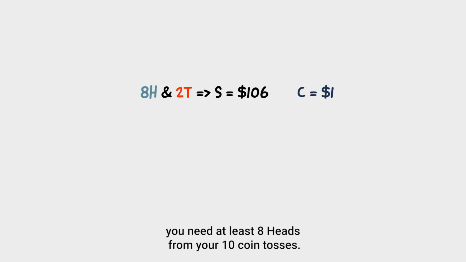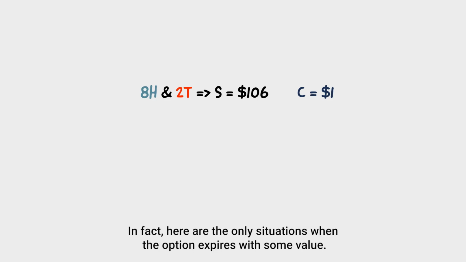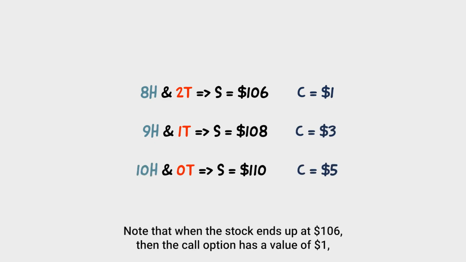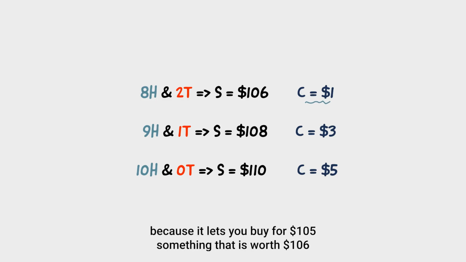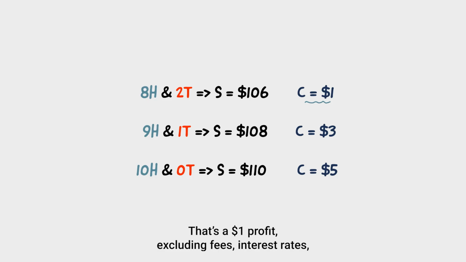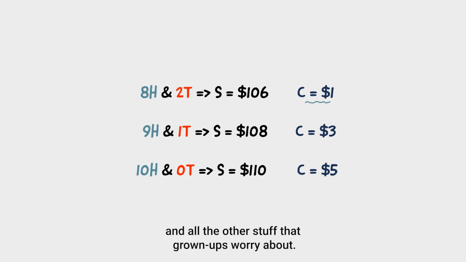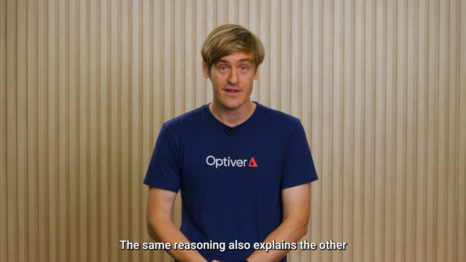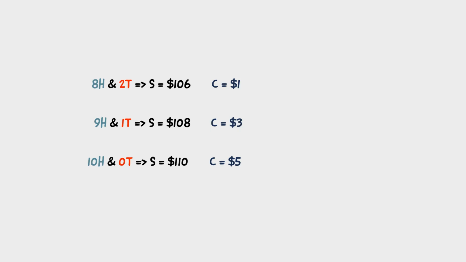Let's go deeper. For the stock to end up above $105, you need at least 8 heads from your 10 coin tosses. In fact, here are the only situations when the option expires with some value. Note that when the stock ends up at $106, the call option has a value of $1 because it lets you buy for $105 something that's worth $106. That's a $1 profit, excluding fees, interest rates, and all the other stuff that grown-ups worry about. The same reasoning also explains the other final positive values of the call option.